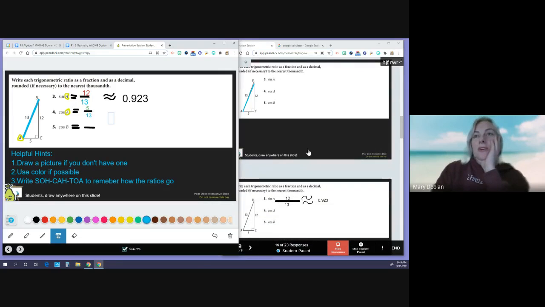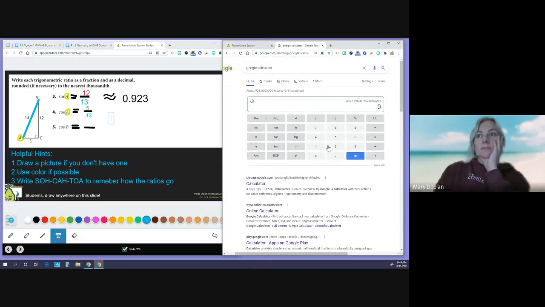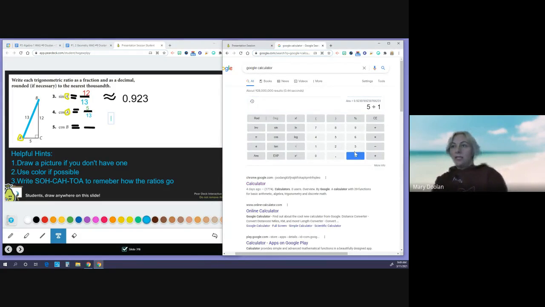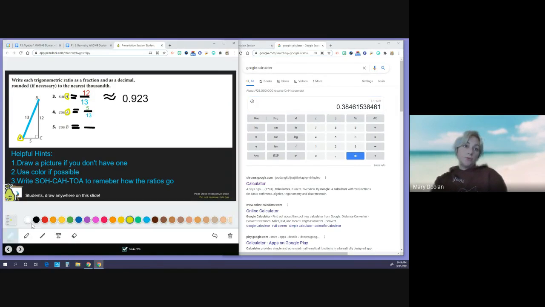Now we want to round 5/13. 5 divided by 13 is this long number. For rounding, it's approximately equal to 0.384. 4 is in the thousandths place, and if I look next door, there's a 6. So I need to add 1 to 4, so I get 5.